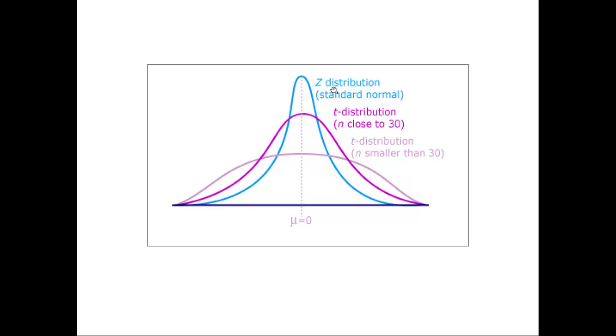The z distribution has the smallest variance, so 95% of the time observations are really close to the mean. The t distribution for a sample size of less than 30 has a large variance. So 95% of the time, the observations are quite far from the mean. And for the t distribution for a sample size of 30, the variance is moderate. So 95% of the time, the observations are somewhat close to the mean.